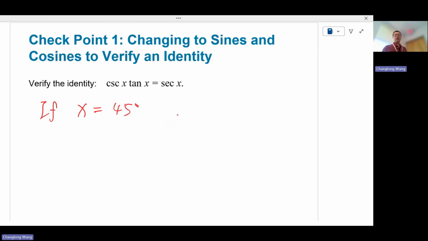Now, if you've done it, let me know what is the left-hand side of the identity once you plug in 45 degrees for x. It might be a decimal. I just need to know roughly how much it is. What do you guys get?